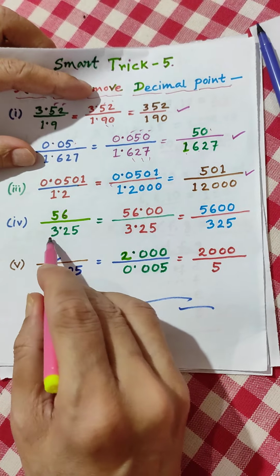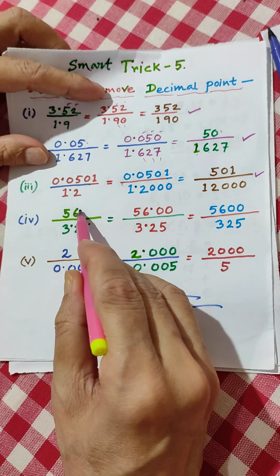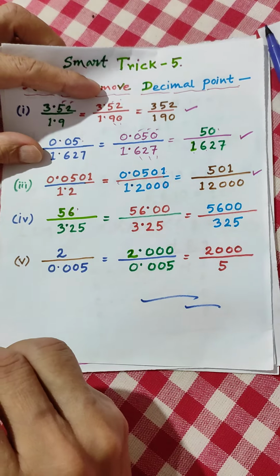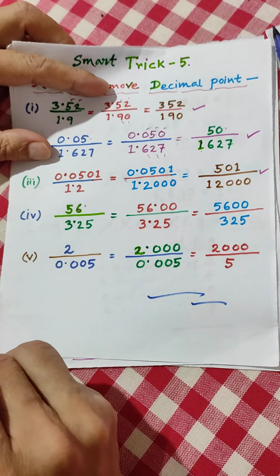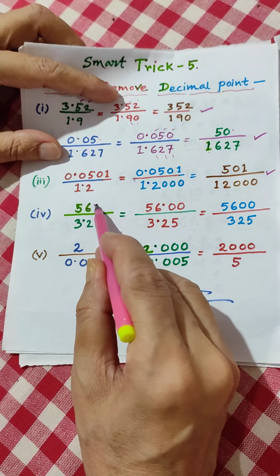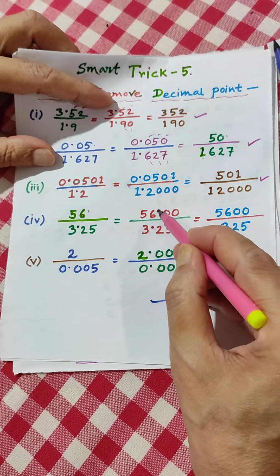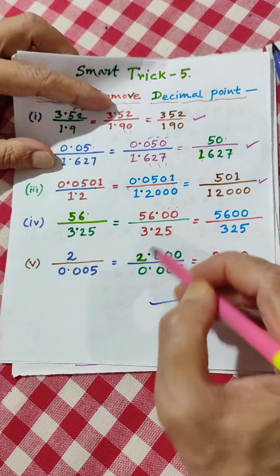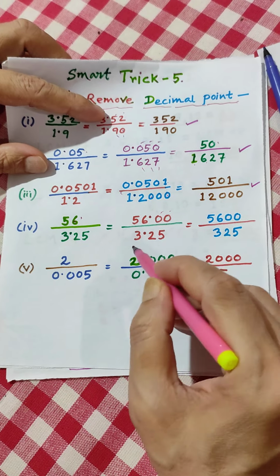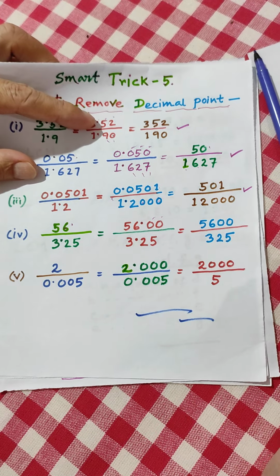Similarly, 56 by 3.25. When you don't see any decimal, it means it is at the end. 56 means 56 point, similarly 2 means 2 point. So 56 point, and the other has 2 digits after the decimal. So put 2 zeros after the decimal so that the number of digits becomes the same. Now remove the decimal. This will become 325 and this will become 5600.